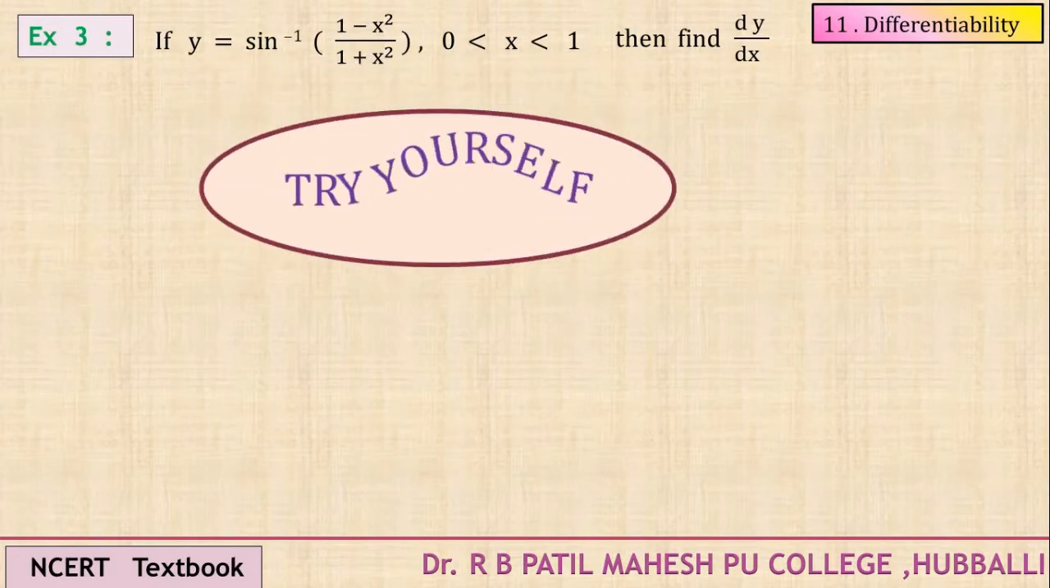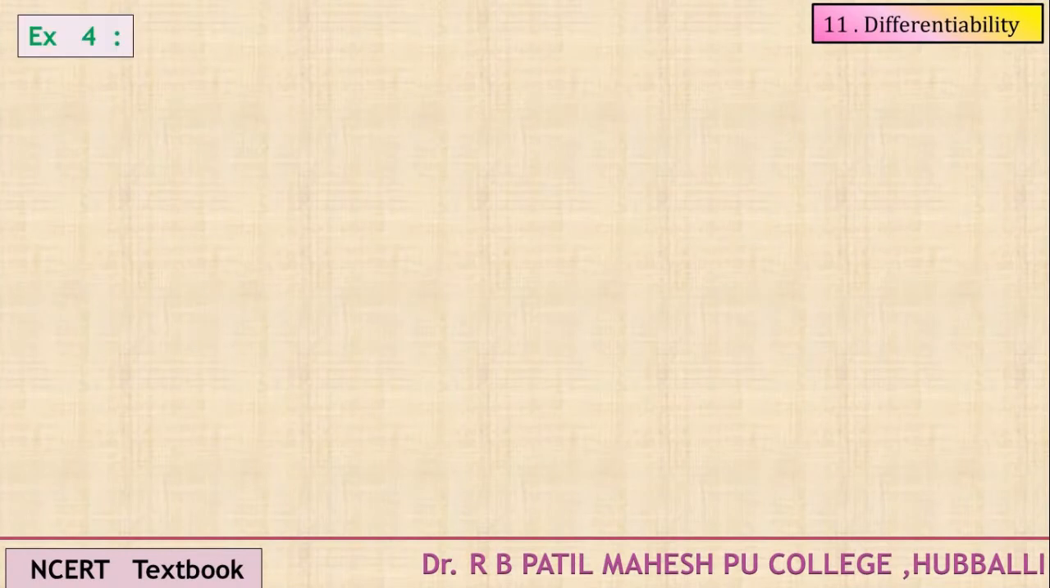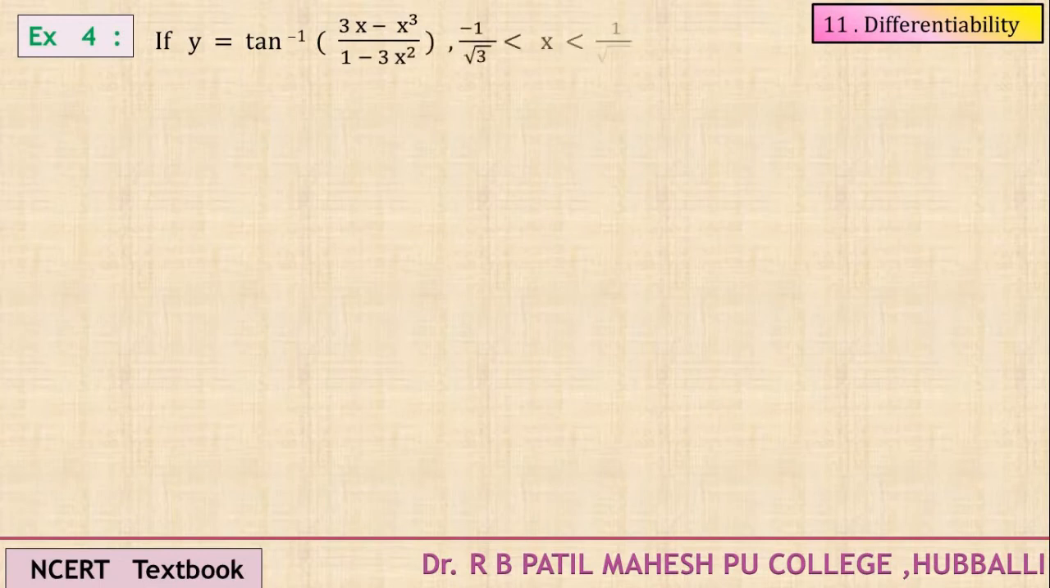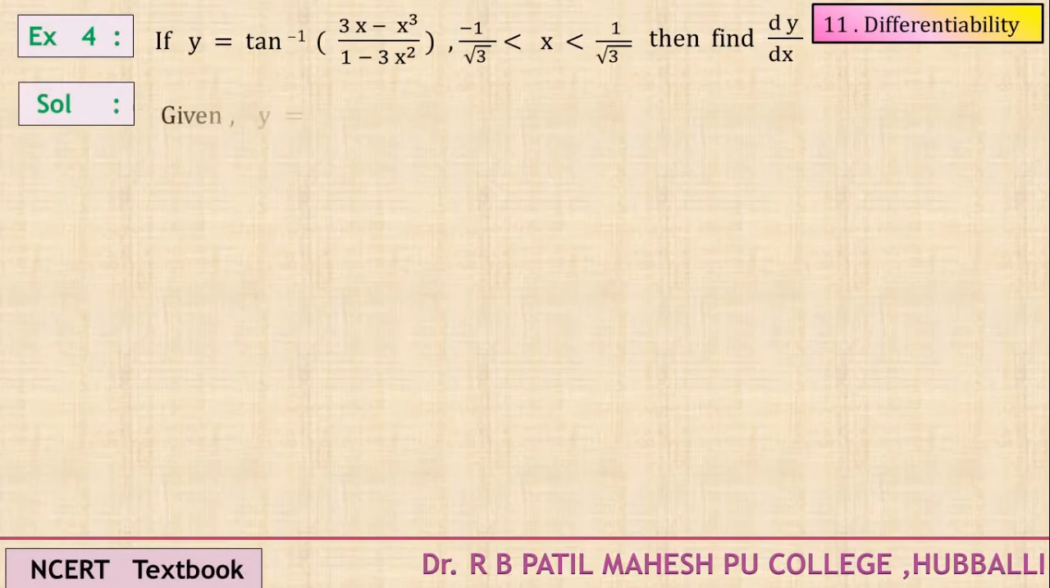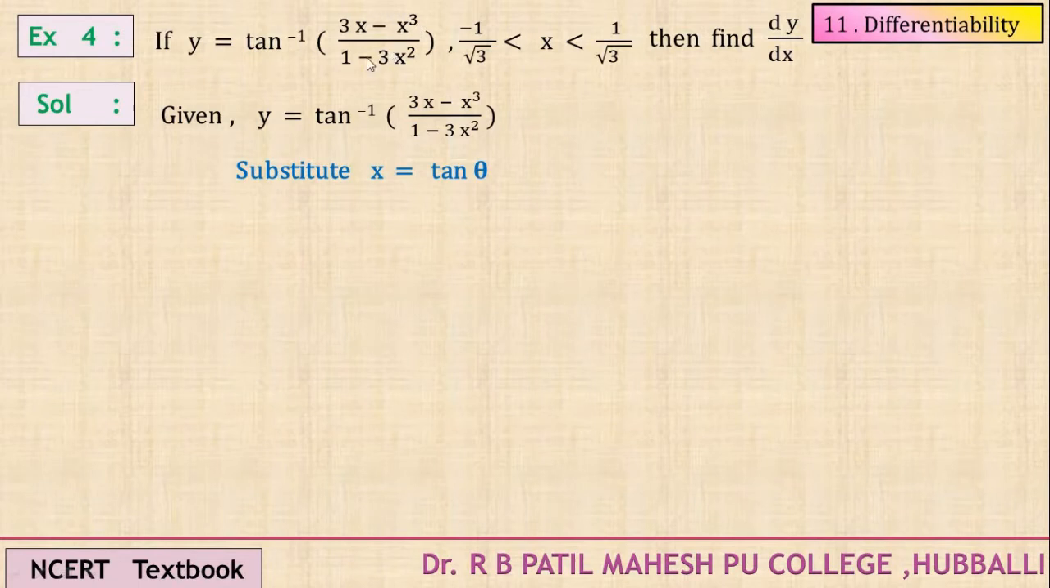Let me go to the next example, the fourth one. If y is equal to tan inverse of 3x minus x cube divided by 1 minus 3x square, and x is less than 1 by root 3 and greater than minus 1 by root 3, then find dy by dx. First you write the given function. Here also we take the same substitution, x equal to tan theta. If I take tan theta, this gives a standard identity. I already gave this expression in the last video. So this implies tan inverse x equal to theta.